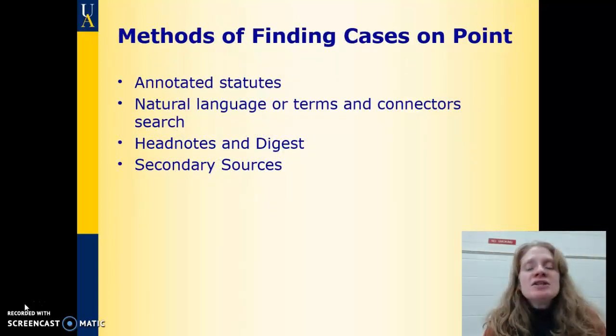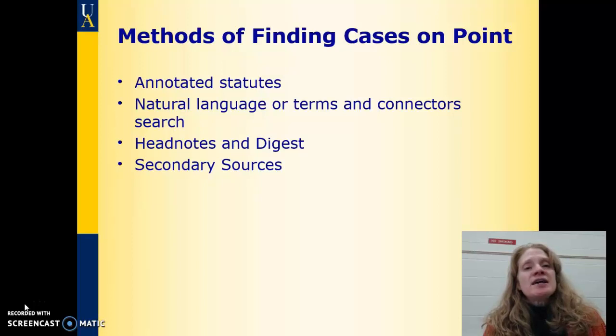I'm just going to mention here the methods of finding cases on point, and then the subsequent videos are going to actually show you how you can do this. The first method we actually saw in our previous video about annotated statutes. You can find cases on point that have to do with a statute by looking in your annotated statute and seeing those case summaries, notes of decisions as they were called.